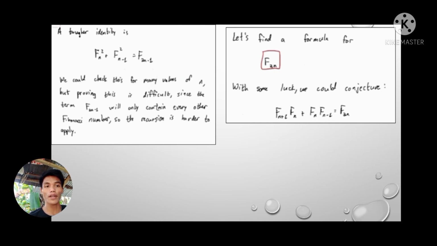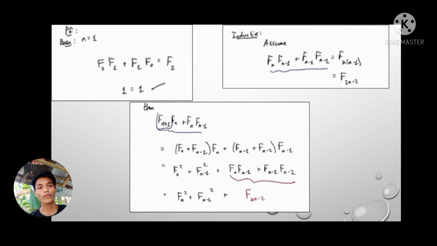It is harder to apply, but let's find a formula for f sub 2n. With some luck, we could conjecture: f sub n plus 1 multiplied by f sub n plus f sub n multiplied by f sub n minus 1 is equal to f sub 2n. In the base case, if n is equal to 1, f sub 2 multiplied by f sub 1 plus f sub 1 multiplied by f sub 0 is equal to f sub 2. So 1 is equal to 1, and it is true.